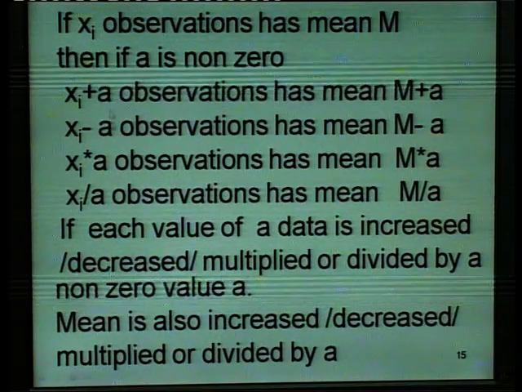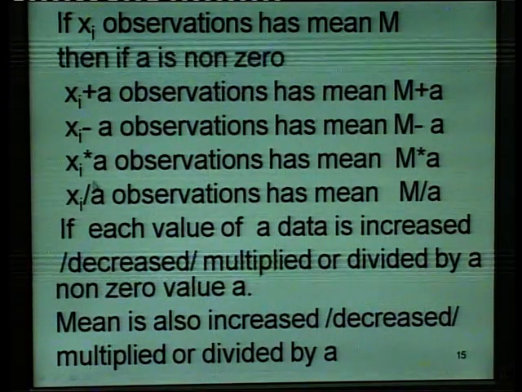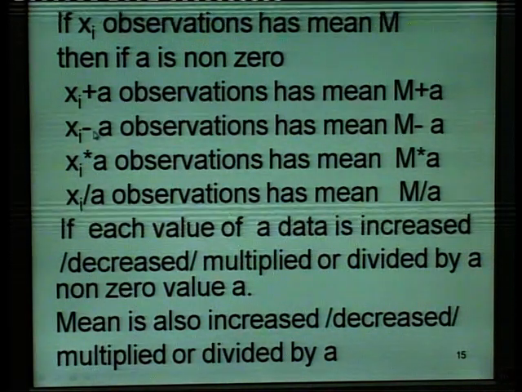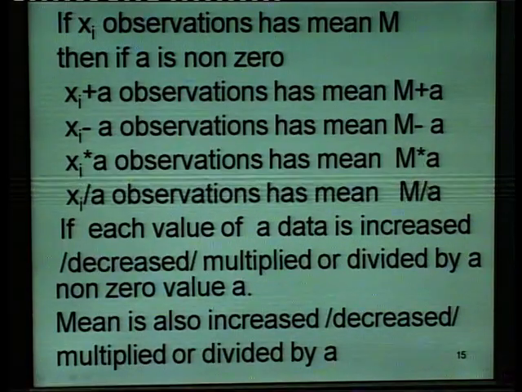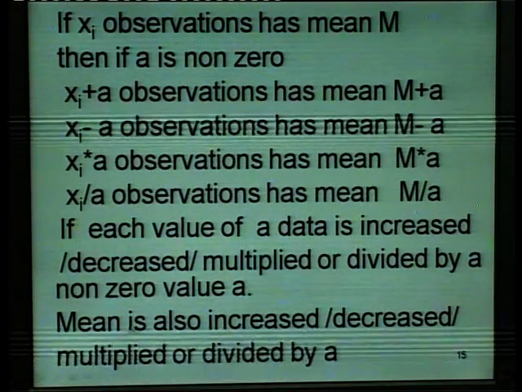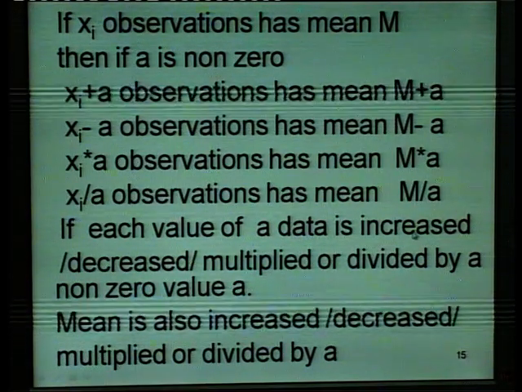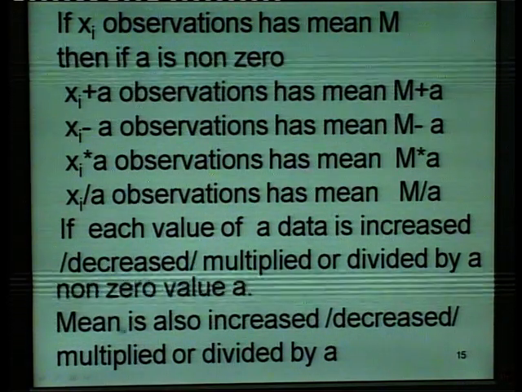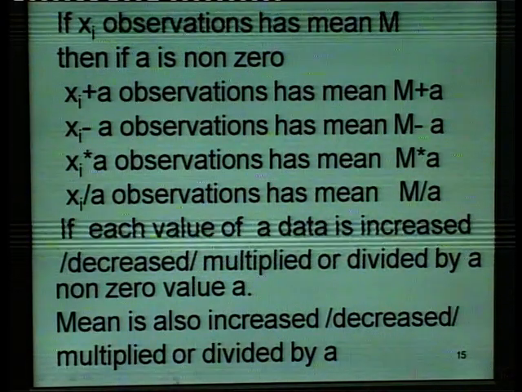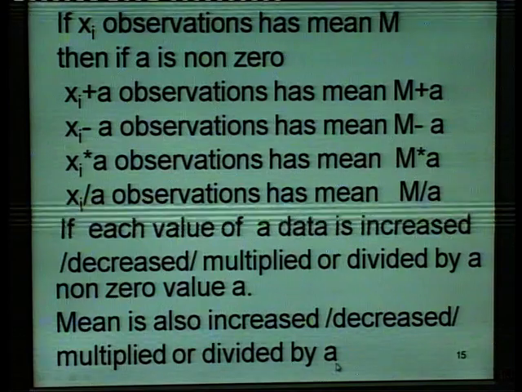Then if we add, subtract, multiply or divide each observation by the same value, the mean will also be added, subtracted, multiplied or divided by that value. So if each value of data is increased, decreased, multiplied or divided by a non-zero value a, then mean is also increased, decreased, multiplied or divided by a.